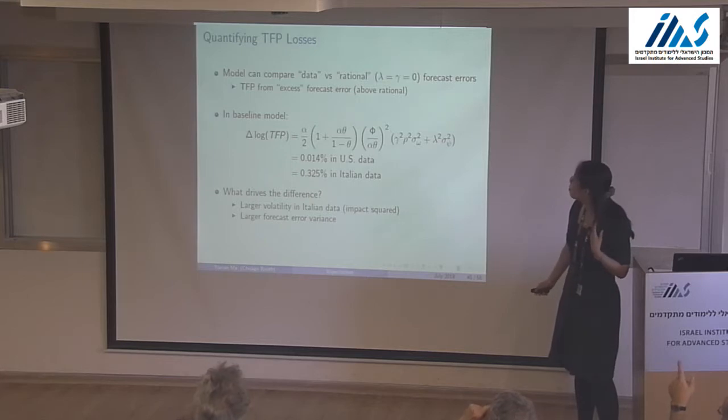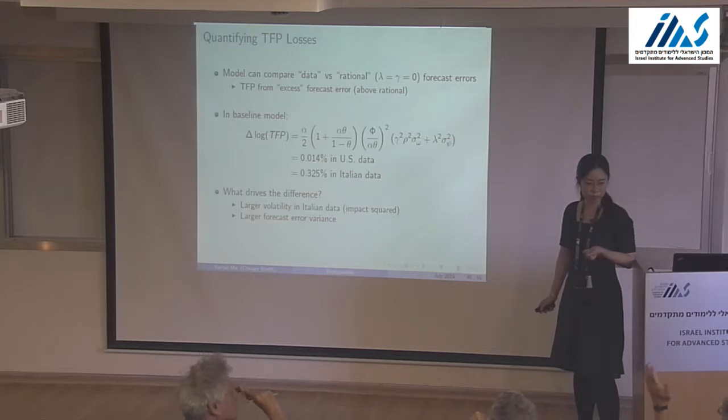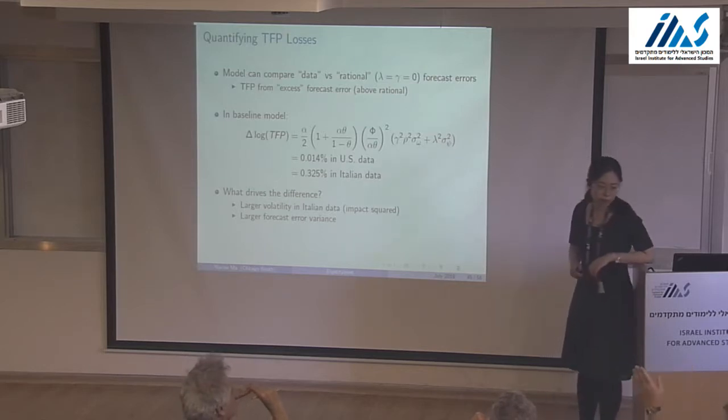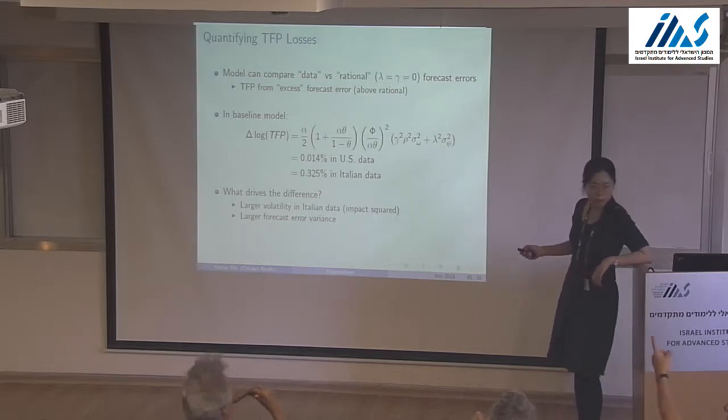When lambda and rho are zero, that's a rational expectation model. Yes. But it's still a stochastic model. So what are you mentioning? I'm confused here, I'm sorry. So the rational model should come out as zero, right? The TFP loss, if lambda and gamma are zero, that expression becomes zero. Right. So what is zero in the rational model, and what is this 0.3%?